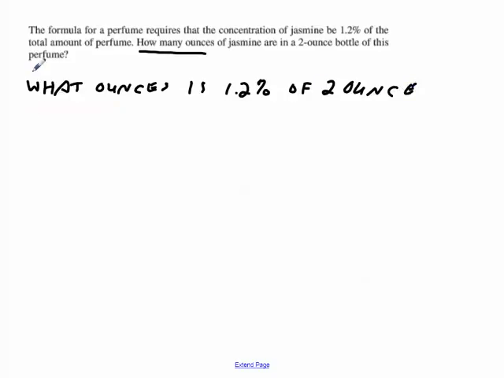Or we could maybe take a step back and say jasmine is 1.2% of the total. So jasmine is 1.2% of the total, and that might be a way to even start before. Now we say, how many ounces of jasmine are in a 2-ounce bottle? What ounces is 1.2% of the total in a 2-ounce bottle? If we had a 5-ounce or a 10-ounce or a 100-ounce bottle, we'd put that here. But this is our situation.